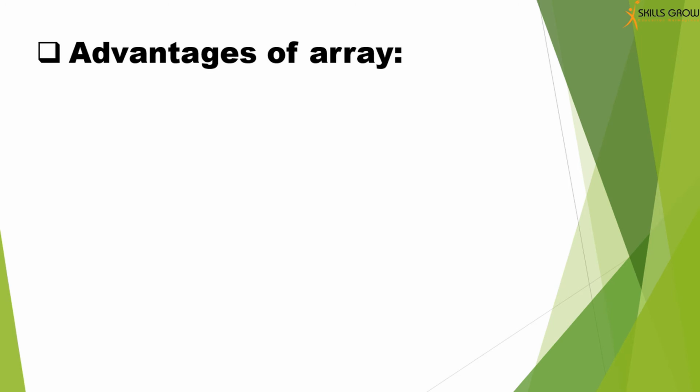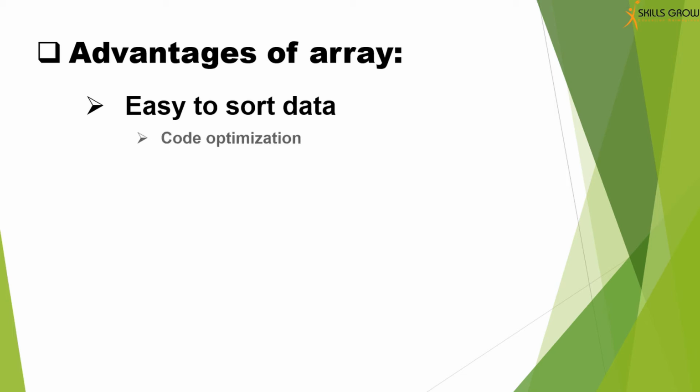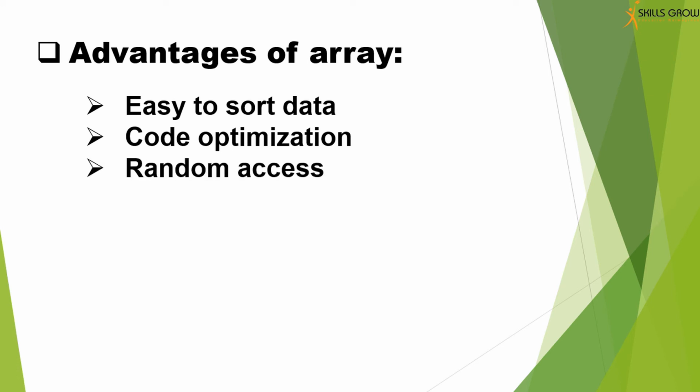And then let's move on to our last topic of the video, advantages and disadvantages of array. Advantages: easy to sort data. That means we can easily sort the elements of the array. Code optimization, which means accessing the data with less code. Random access. We can access the elements randomly using the array.